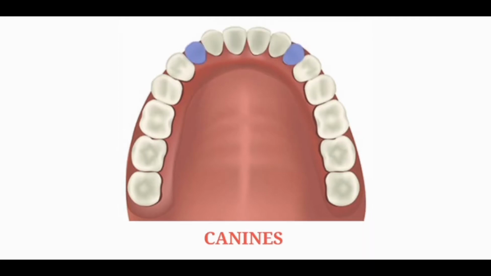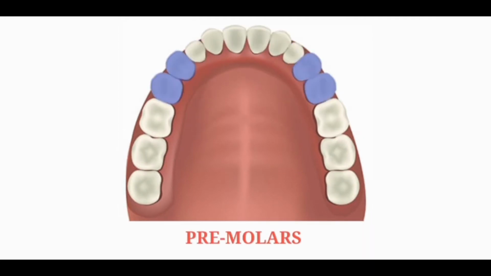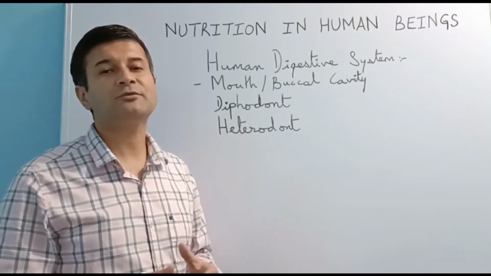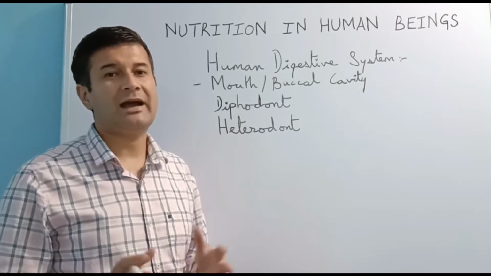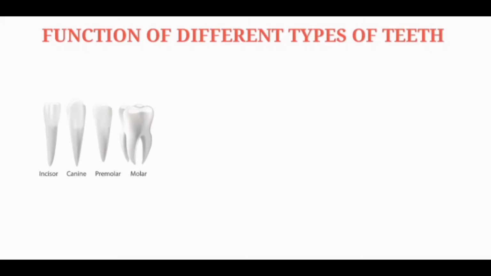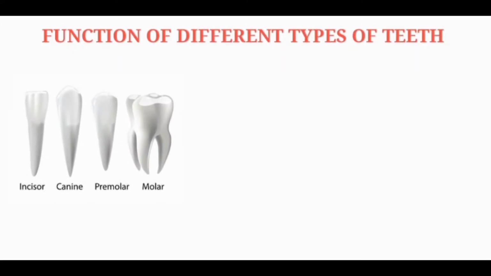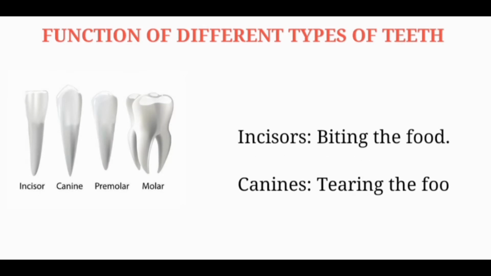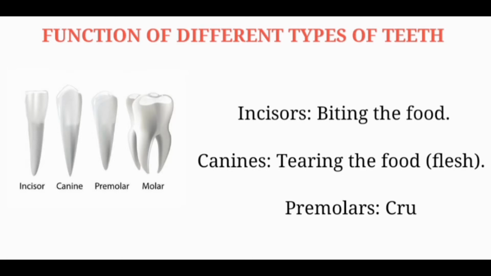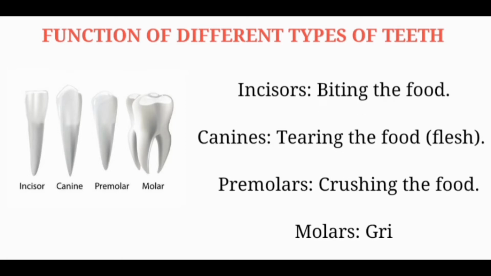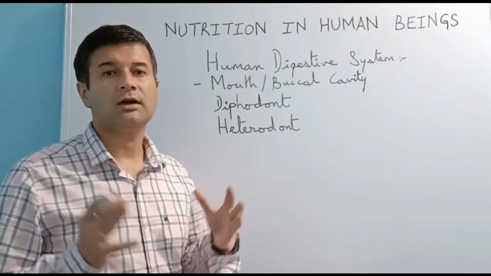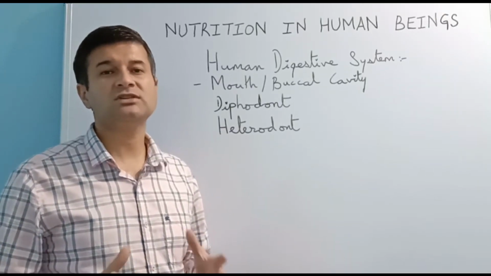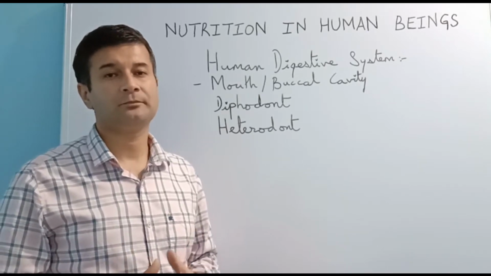Incisors, canines, premolars and molars. The different types of teeth which are present have different functions. Incisors help in biting the food. Canines help in tearing the flesh. Premolars are used for crushing the food and molars help in grinding the food. In the buccal cavity, the salivary glands are present which secrete saliva.